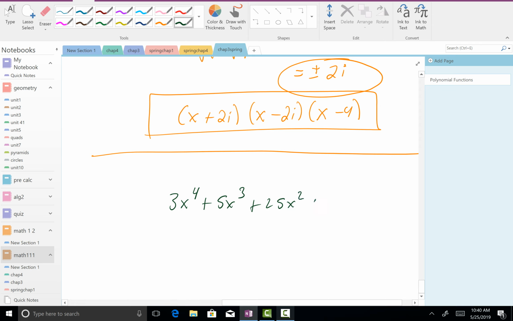Find me a nice x-intercept, I hope. Unless I wrote it down wrong. 3, 5, 25, 45, 18. Nope, should be okay. Negative 2. Is there another one? Yes, it's 0.333. Okay, 1/3. All right. So here's what we're going to do. We're going to do synthetic division on this.